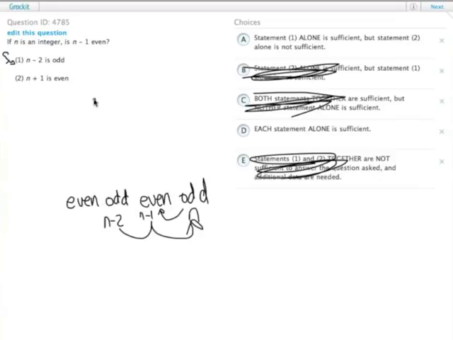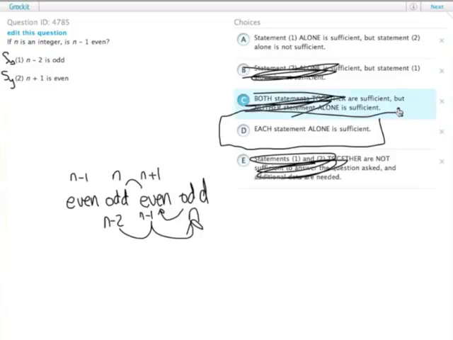If n plus 1 is even, so let's just say this is n plus 1 here. Therefore, this one would be n, right? Because we'd go 1 back. And the question is n minus 1 even. So this here would be n minus 1. So if n plus 1 is even, n minus 1 is also even. So using the properties of numbers again, we find out that yes, this is sufficient to tell us yes, n minus 1 is even. Either statement alone is sufficient. Answer choice D.